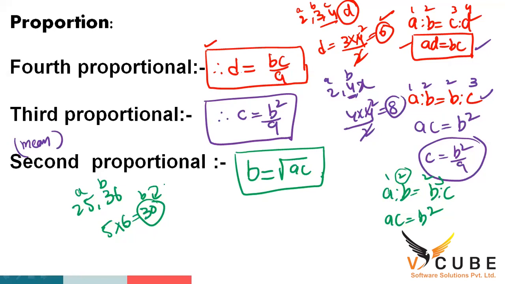Yes, sir. Right. Just remember, guys, these three formulas. Fourth proportion formula: D is equal to BC by A. Third proportion formula: C is equal to B square by A. And second proportion or mean proportion formula: B is equal to root of AC. From an exam point of view, individual problems are asked in rare cases, like find out the second proportion, the third proportion, or the fourth proportion. Using these three formulas you can solve one problem. With the three basic formulas properly known, we'll get the answer.